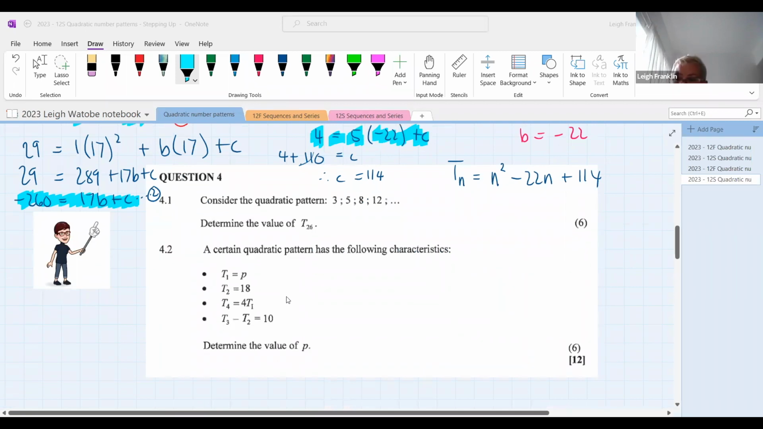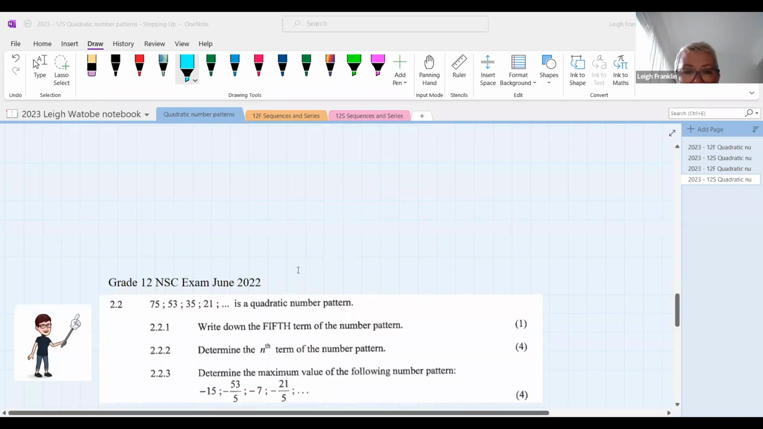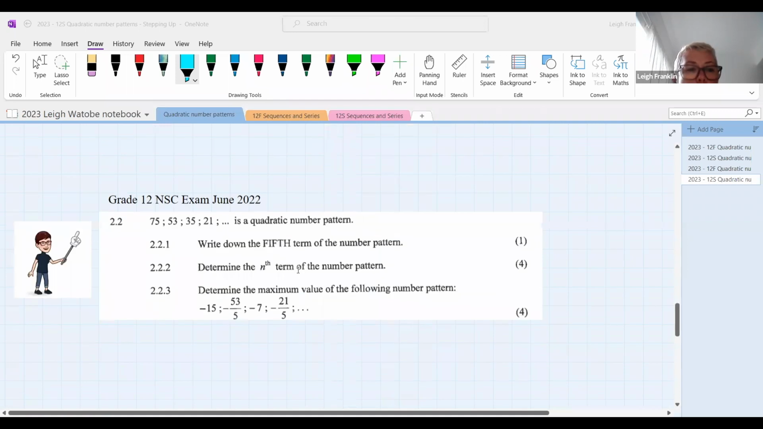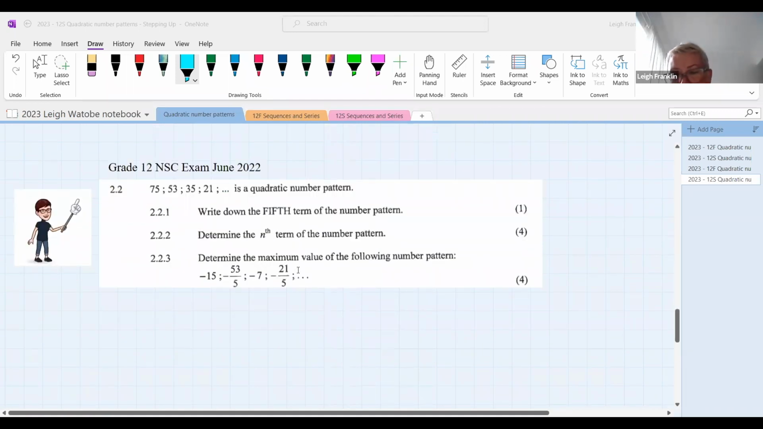I think 4.1 is a nice difficult question for us to try. What I'm going to do though is let's see if we can come back to 4.1 and 4.2. That's fine. I'll leave that over there. What I wanted to do was actually show you this question over here.